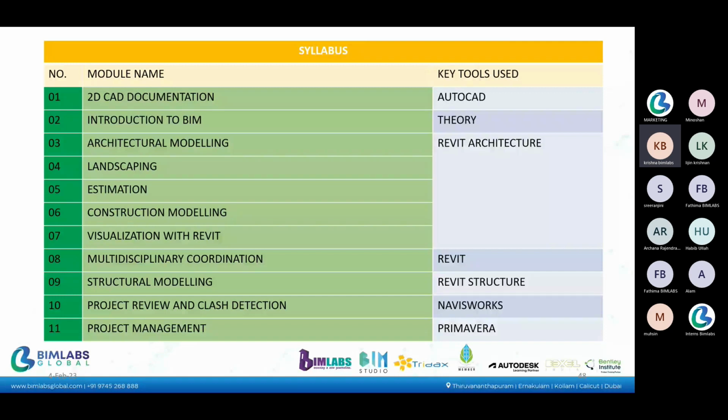Then multidisciplinary coordination. Multidisciplinary coordination means that if an architecture drawing model is completed, the structure department can make use of that architectural drawing as a reference, and they can do the structure modeling. That means linking that architecture model template with a structure template, and we can start the designing of the Revit structure. So that is multidisciplinary coordination: to coordinate architecture, structure, plumbing, and all, and how to work on it. The software used is also Revit.